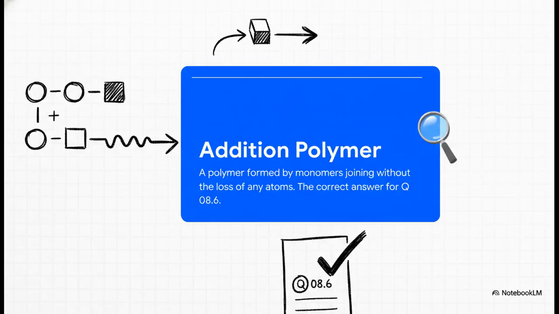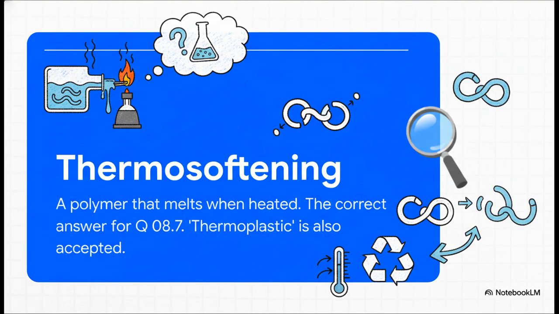Question 08.6 is a nice, quick 1 marker. It asks for the type of polymer we've just made. Well, since the monomers just add together without losing any atoms along the way, it's known as an addition polymer. A simple definition for a simple mark. And then for question 08.7, we're told polymer B melts when it's heated, and we just have to give the word that describes this. The correct answer is thermosoftening. Oh, and the mark scheme also says thermoplastic is fine too. Either one of those gets you the point.